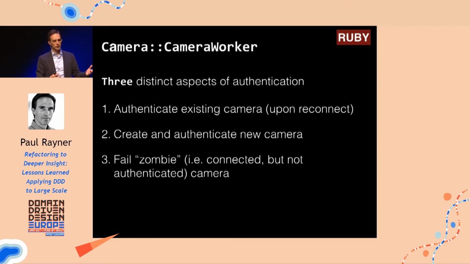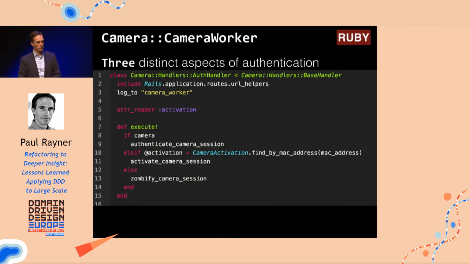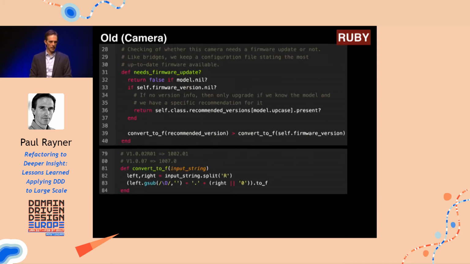The actual rule for a zombie is that it's a camera that is connecting, so it's sending messages to Nexia, but no one has gone through that enrollment process. So as far as Nexia is concerned, it's a zombie camera because it's trying to eat us, but we don't want to have anything to do with it, right? So we looked at the camera worker and said there are actually three distinct aspects of authentication, and we refactored those out into authenticate camera session, activate camera session, and zombify camera session. We took that behavior and moved it out of the camera worker.